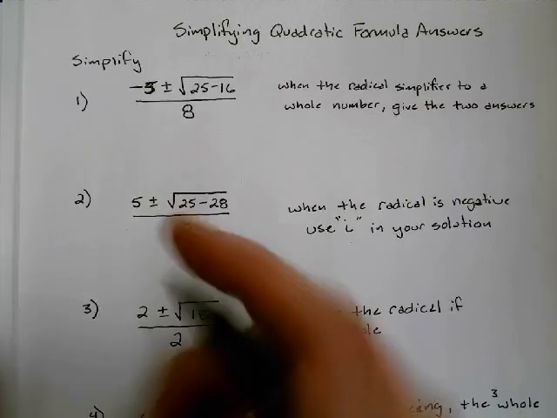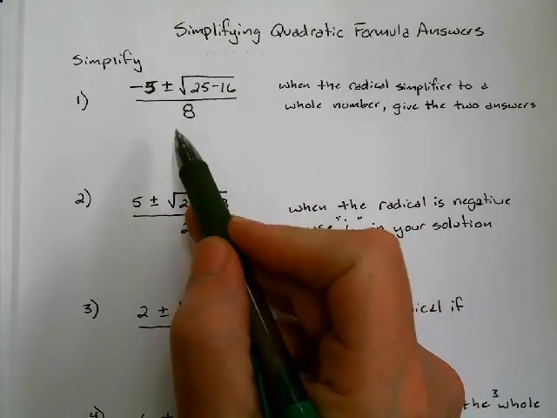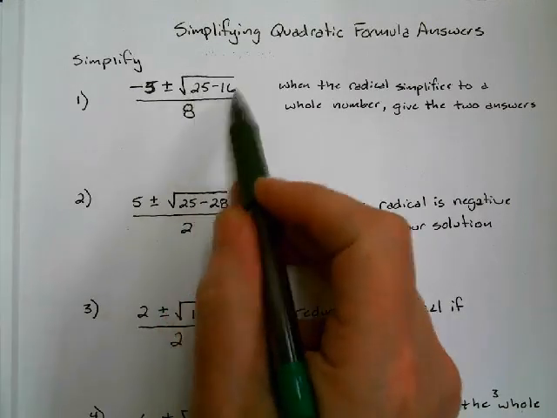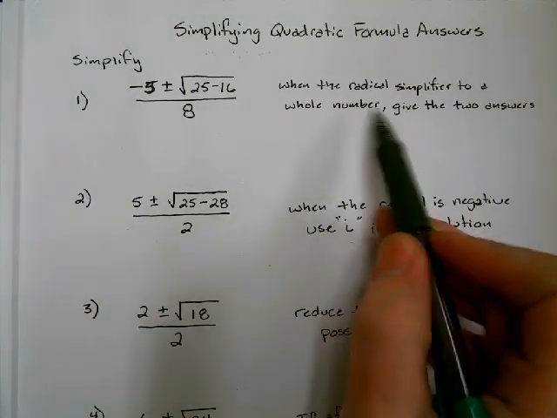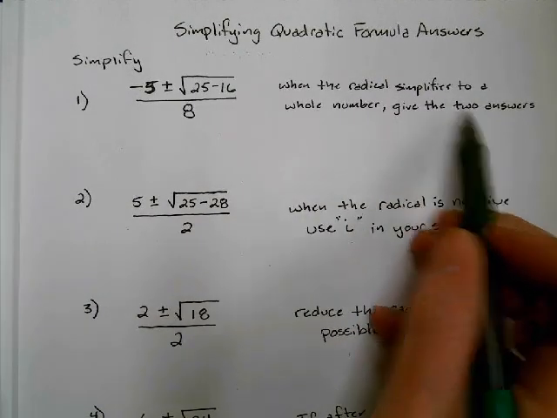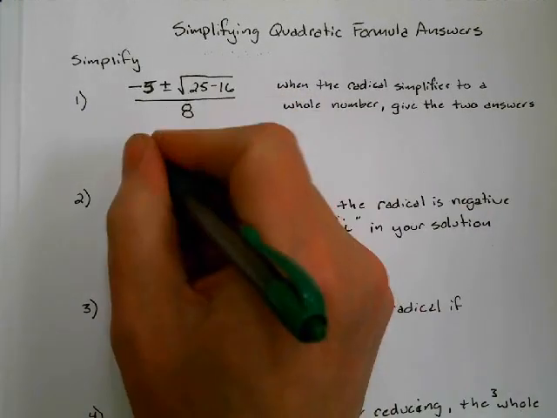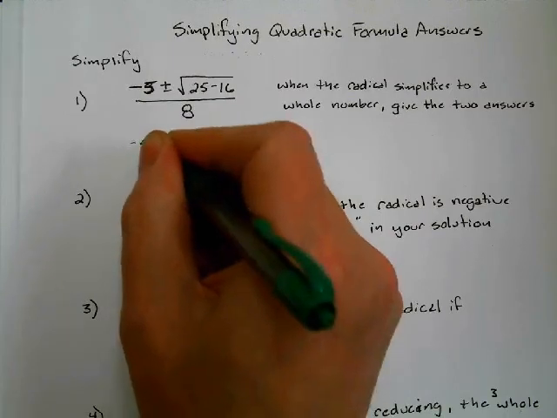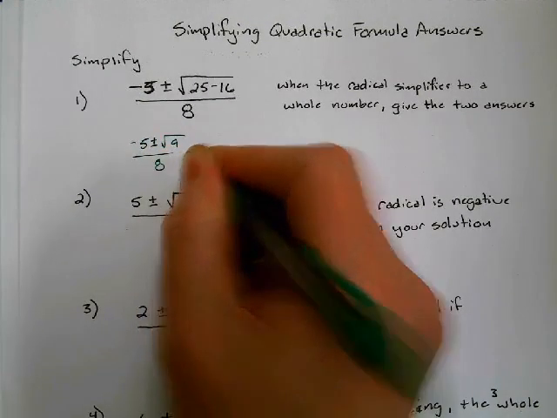Okay, so first thing I've got here is a problem that kind of looks like the quadratic formula after we've plugged in some stuff, where we did the b squared minus 4ac stuff. So here we go. When the radical simplifies to a whole number, we're going to give two answers to it. In this problem, 25 minus 16 is 9. So we get negative 5 plus or minus the square root of 9 over 8.